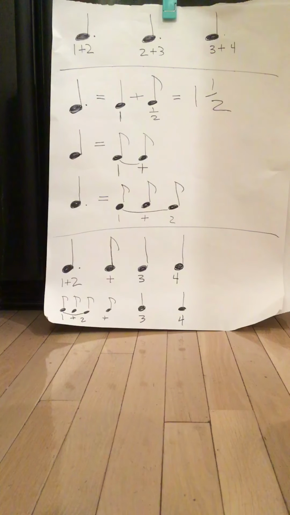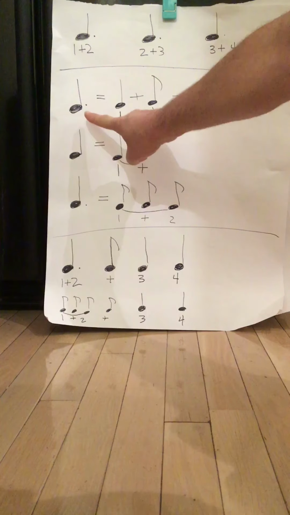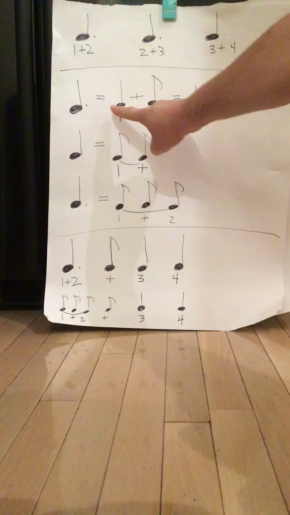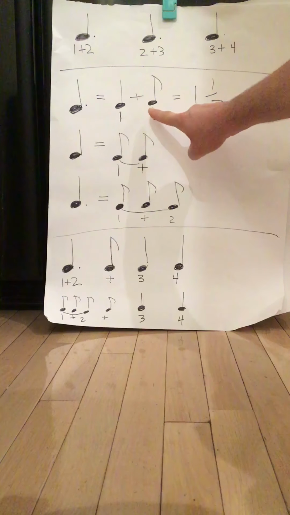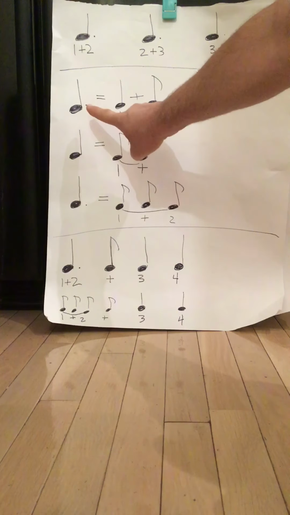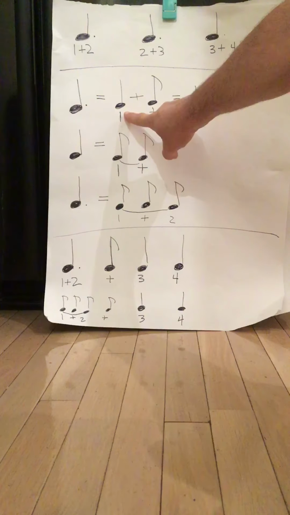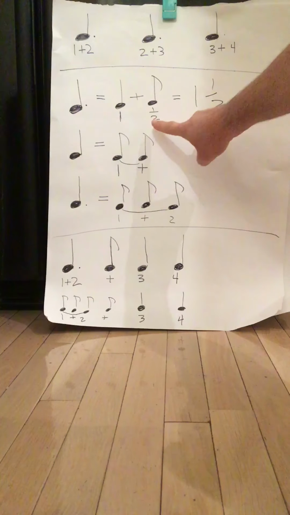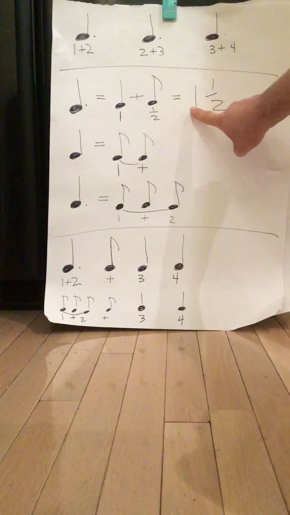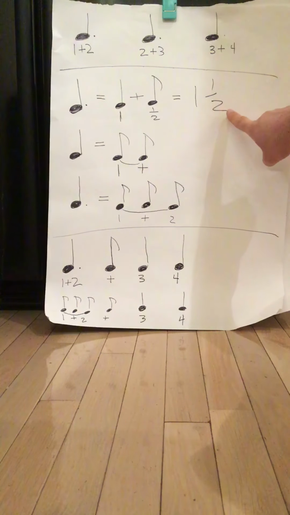So as I said in the last video, a dotted quarter note is equal to a quarter plus an eighth note, because the formula is when you see a dot, you take the value of the note and add half its value to get the answer, which is 1.5 beats.